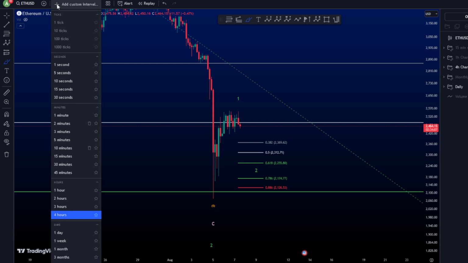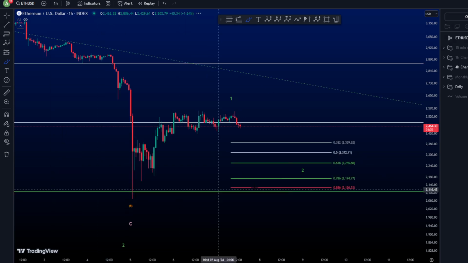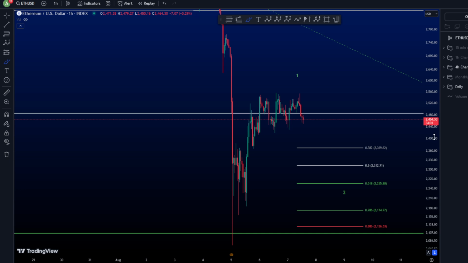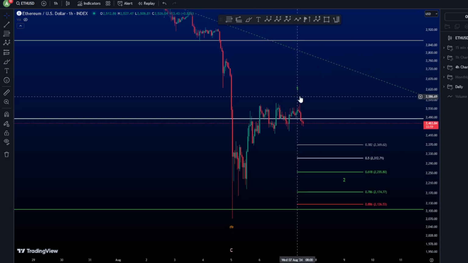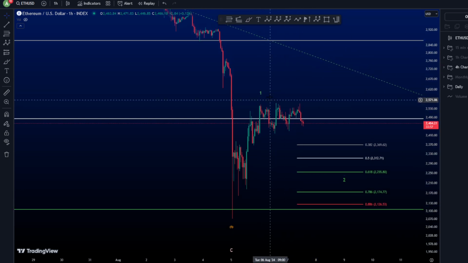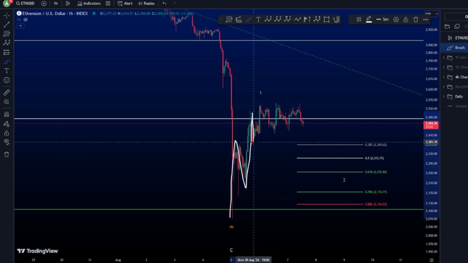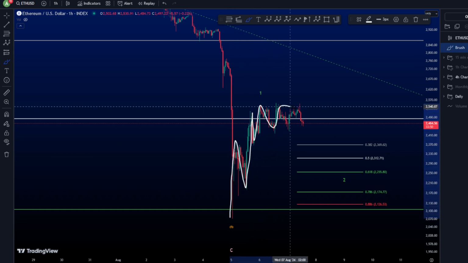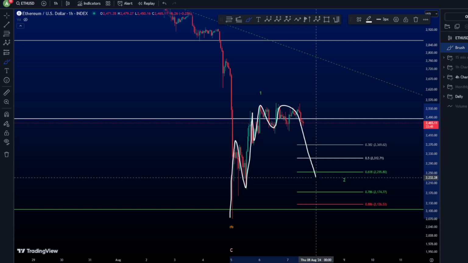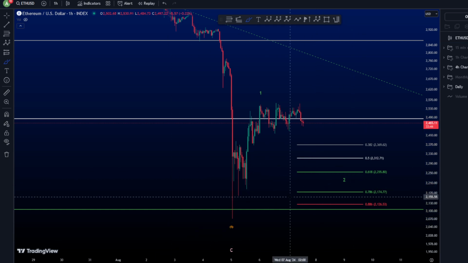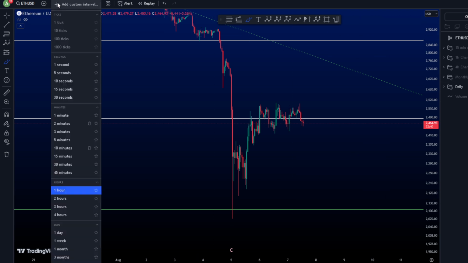Now, looking at the 1-hour chart, if we go further inside this structure, we can see that it can be considered that the wave 1 has finished 5 waves towards the upside here, 1, 2, 3, 4, and 5. And we are looking for 3 corrective waves, of course, towards the downside, hitting the fib levels of the wave 2. Even getting much closer in the 15-minute.